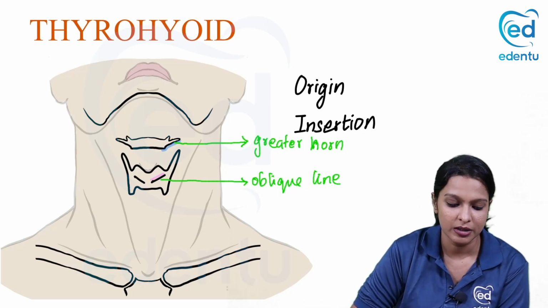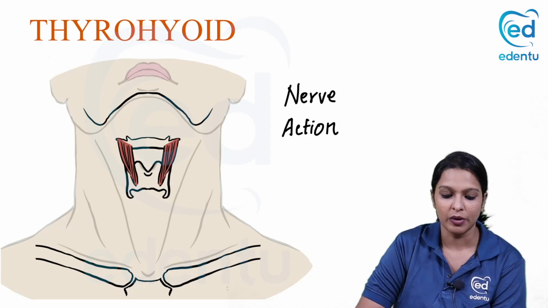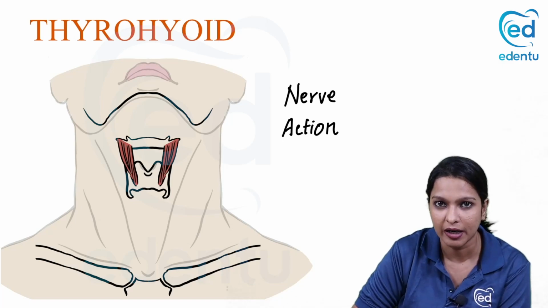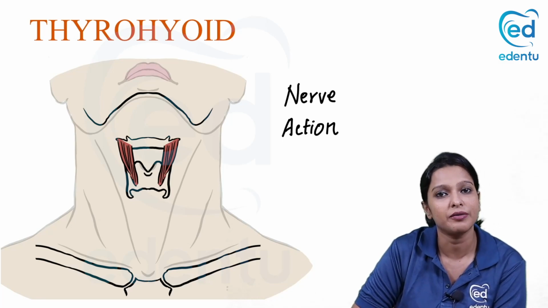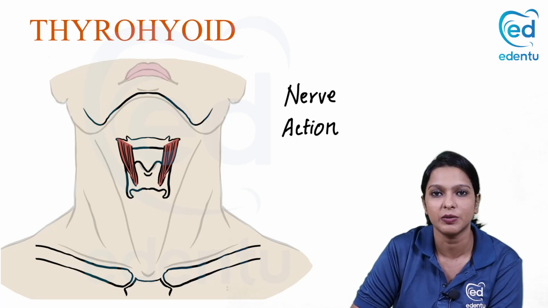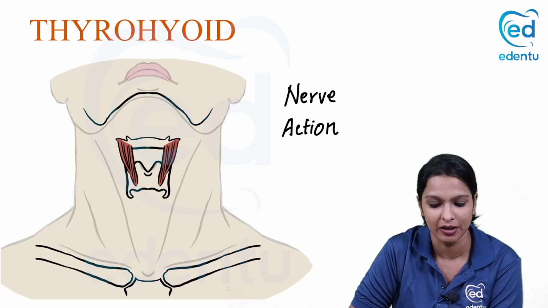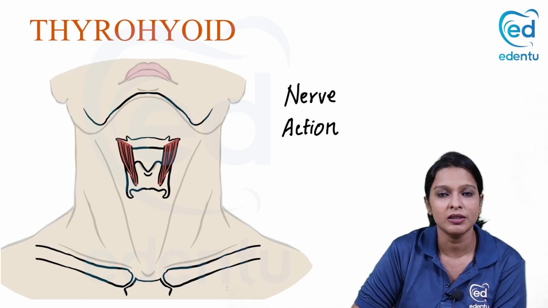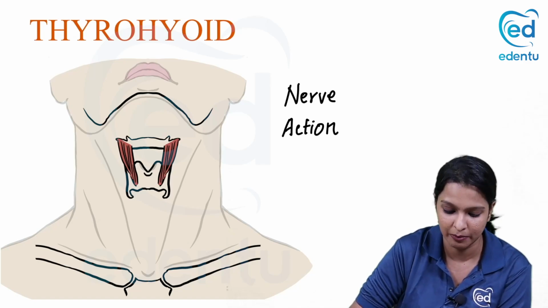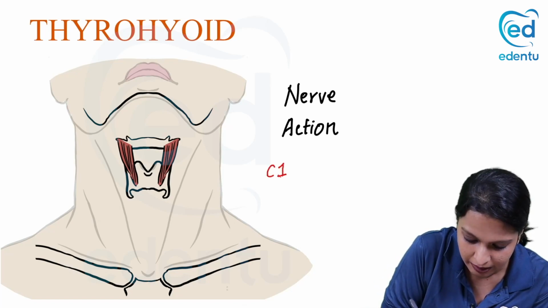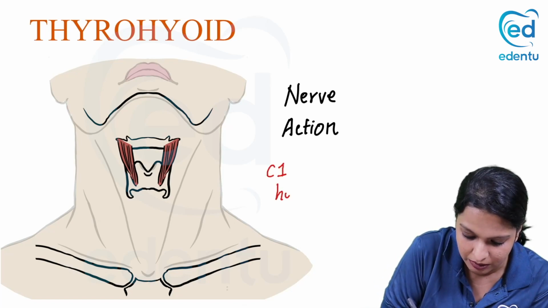So this is how it will look. This is the thyrohyoid. It connects thyroid cartilage and the hyoid bone. You have to know where in thyroid cartilage, which is the oblique line, and which part of hyoid bone, which is the greater horn. The nerve supply to this is provided by the C1 branch, through the hypoglossal nerve.